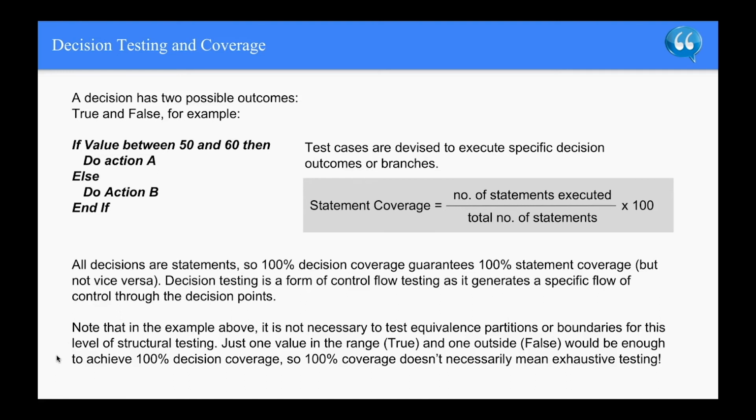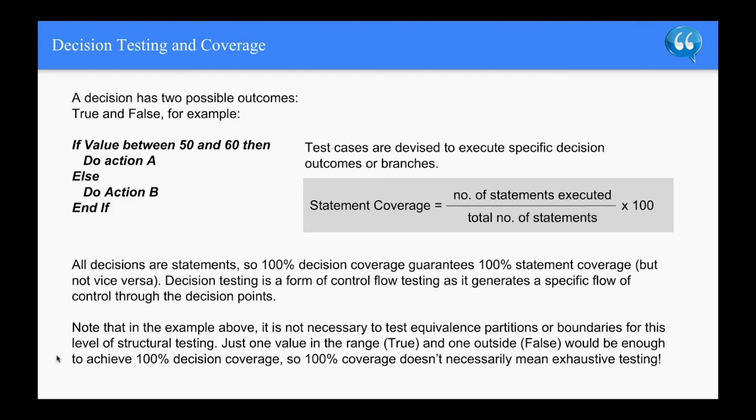Decision testing and coverage. A decision has two possible outcomes, true and false. For example, if a value is between 50 and 60, then do action A, else do action B. Test cases are devised to execute specific decision outcomes or branches. Decision coverage equals the number of decision outcomes executed divided by the total number of decision outcomes, multiplied by 100. All decisions are statements, so 100% decision coverage guarantees 100% statement coverage, but not vice versa.